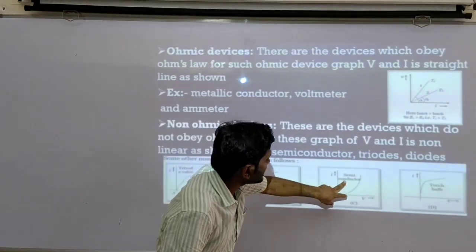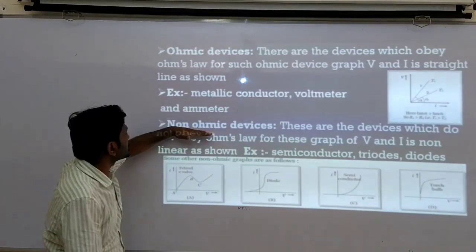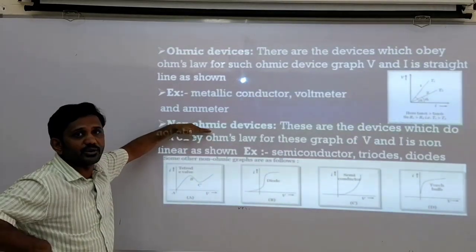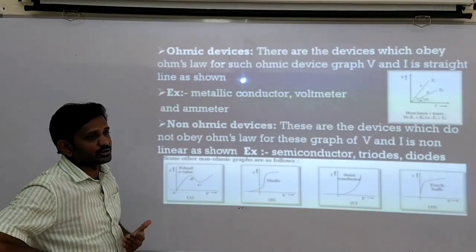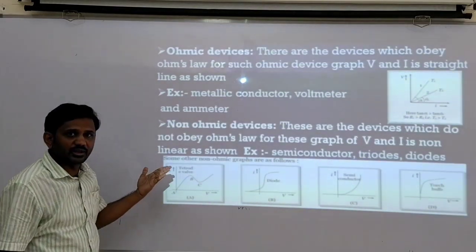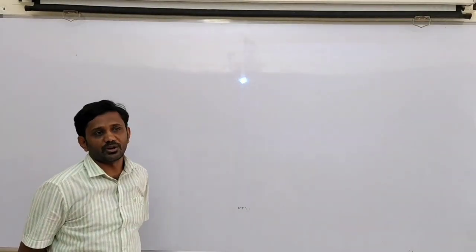That's why the I and V are not directly proportional to each other. That's why the semiconductor we can consider as a non-ohmic device. Clear? Then now we can go to another important thing. Some limitations are there for this Ohm's law.